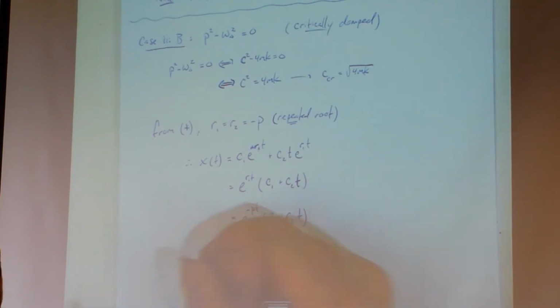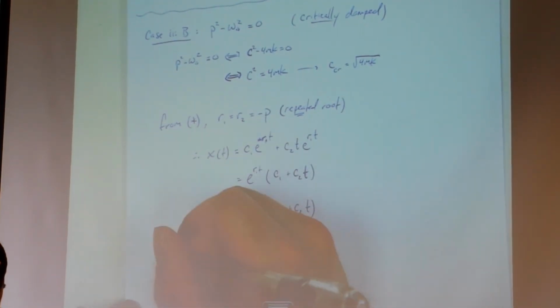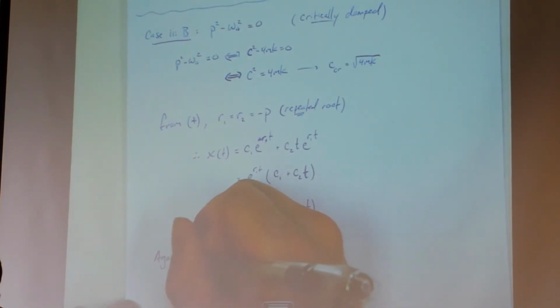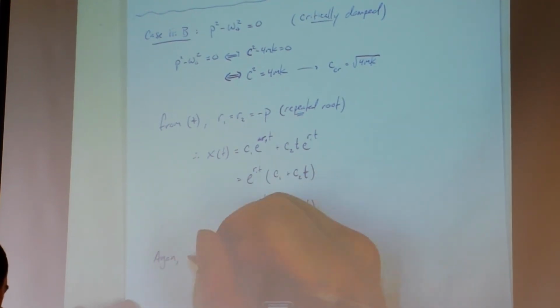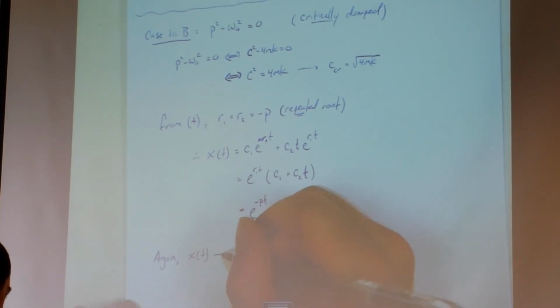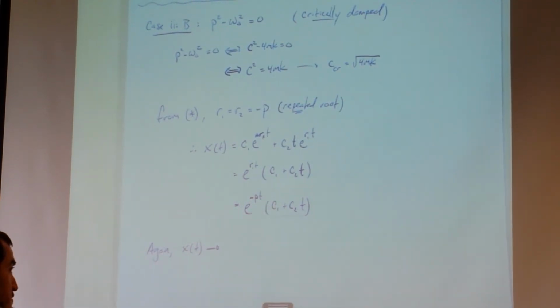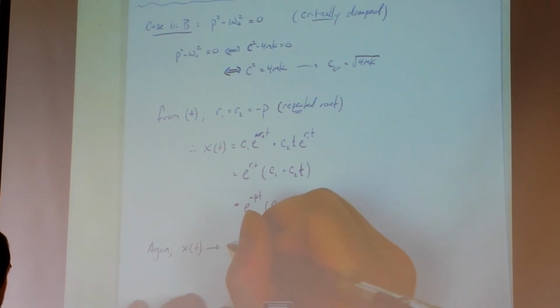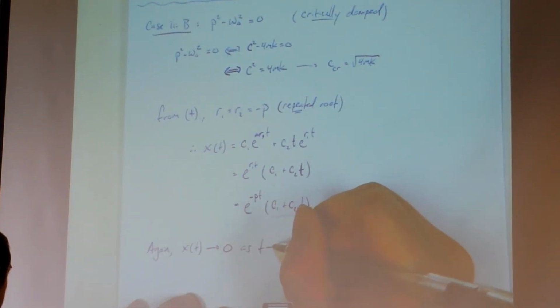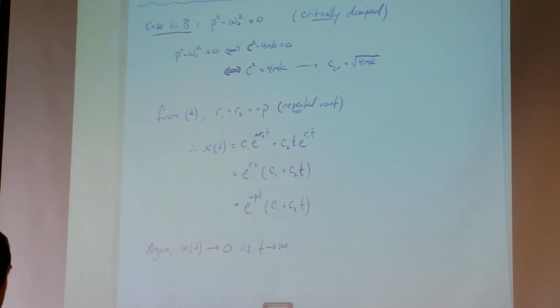What happens to x of t as t goes to infinity? Because we got e to the negative pt, so whatever's in here doesn't matter. This factor is asymptotically going to 0, right? So it doesn't matter what's in the parentheses. That factor out front is approaching 0, so x of t goes to 0 as t approaches infinity.